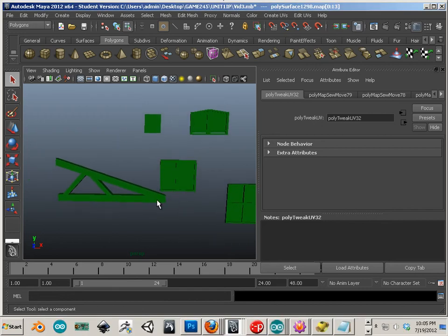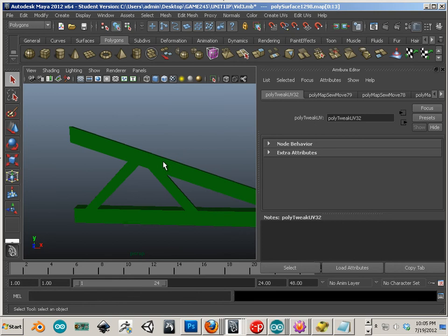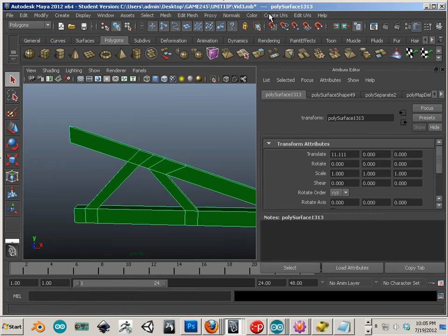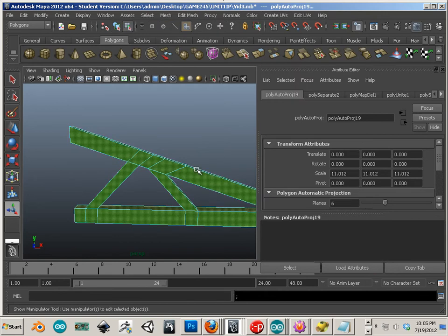Alright, now we're going to be looking at the windows and this beam. The beam has really no rhyme or reason. It's going to have a wood grain on it though, so we're going to have to make sure that all the pieces are going the same way with the grain. So I'm going to automatic map that.